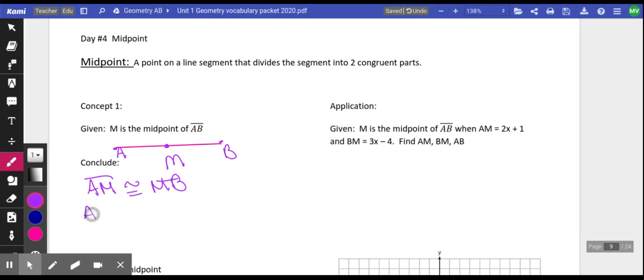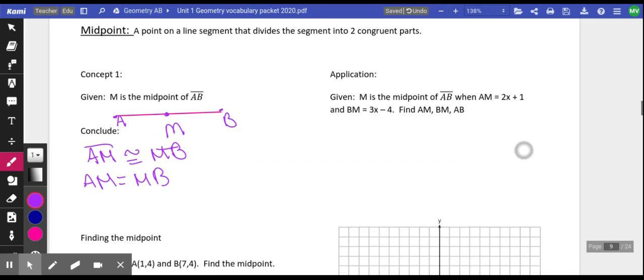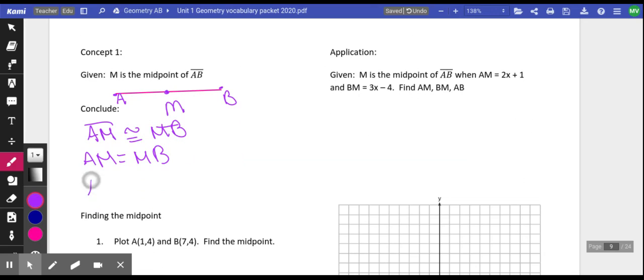So if AM is congruent to MB, that means AM equals MB. And that also means that AM equals half of AB. And all three of those are applications of this midpoint theorem.